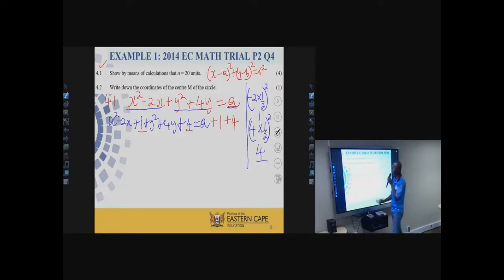And how do we find the factors? Remember what we said about the factors.